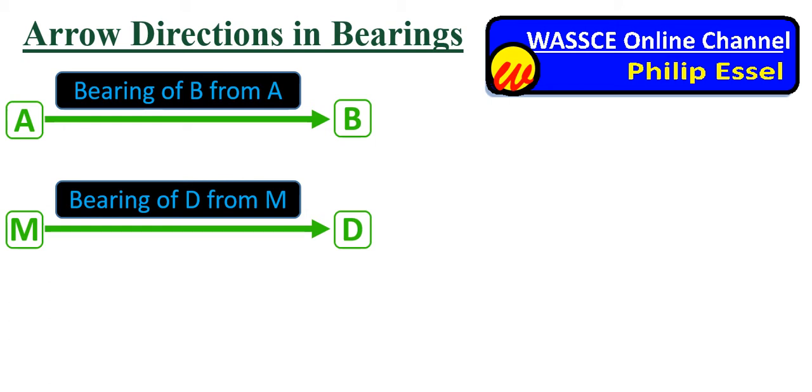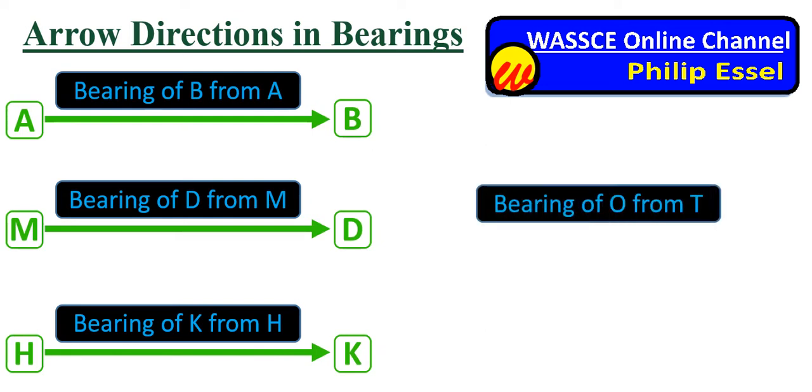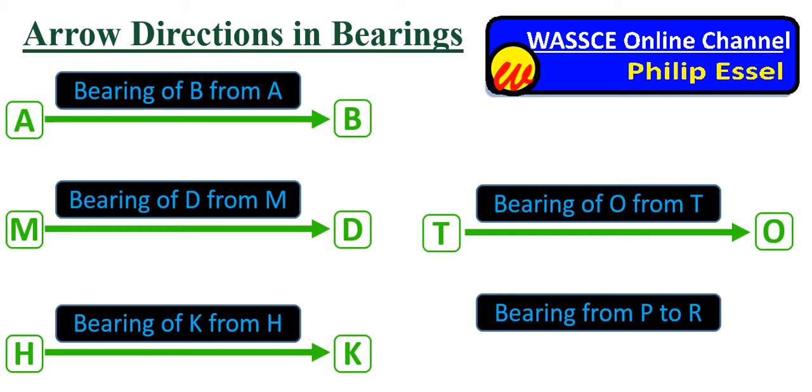Another example, bearing of K from H. In this case, we are moving from H to K. Fourth example, bearing of O from T. In this case, movement is from T to O. Final example, bearing from P to R. In this case, we are moving from P and we are going to R.